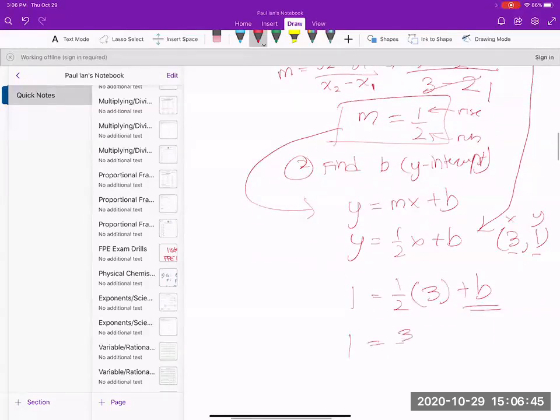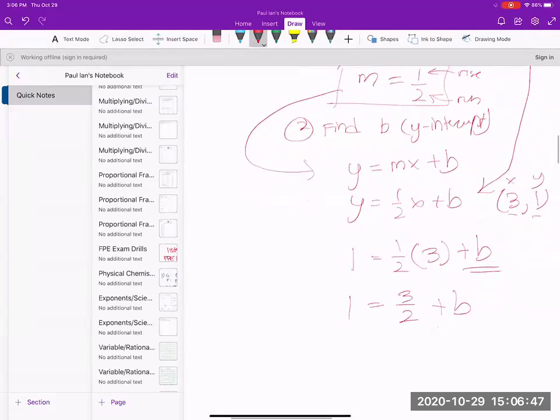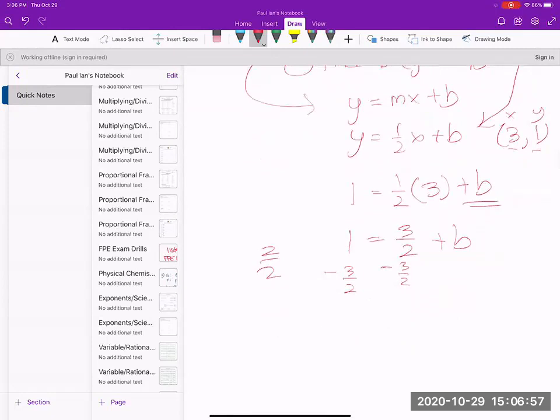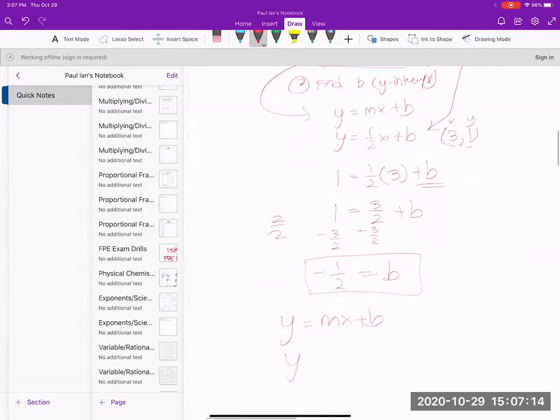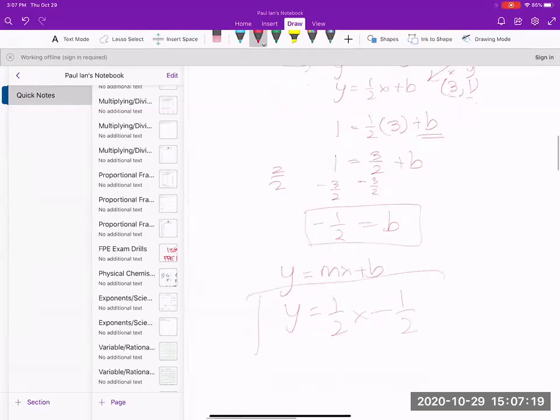1 equals 3/2 plus b. So minus 3/2 on both sides, and this is 2/2 minus 3/2, so that's negative 1/2 equals b. And then now let's rewrite the line equation. y equals mx plus b. M is 1/2, b is negative 1/2. So that's what we have.